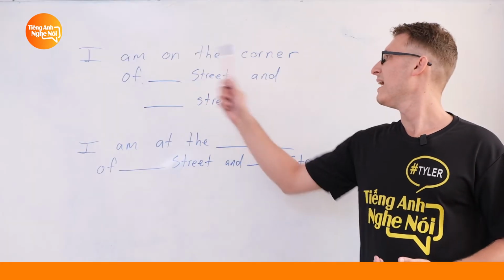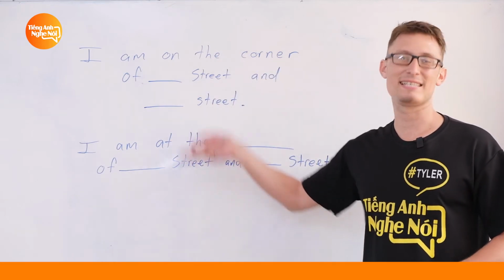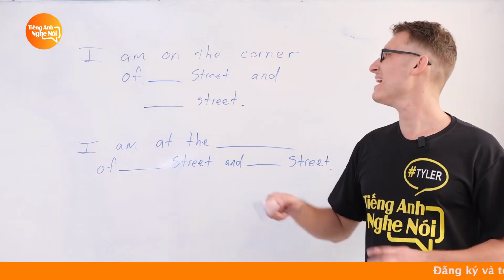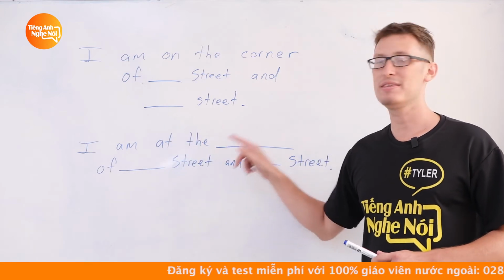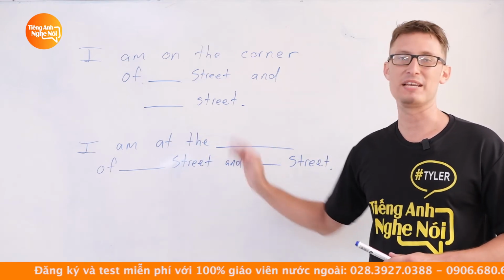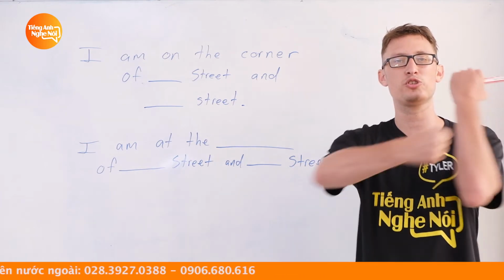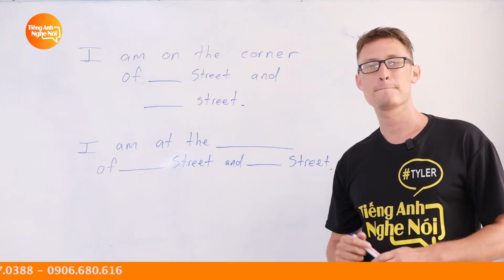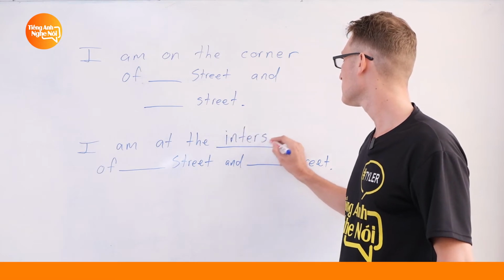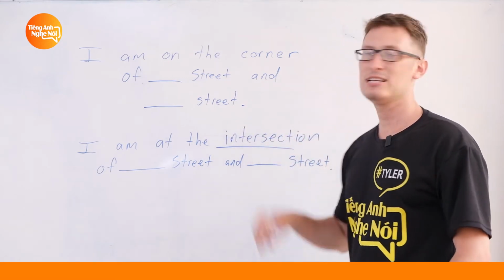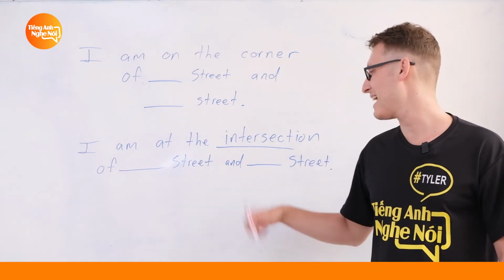Now, I am on the corner of whatever street and something street. What is the other word for on the corner of? I am at the what of something street and whatever street. What is the place where two streets meet? That is the intersection. The intersection of something street and something street.